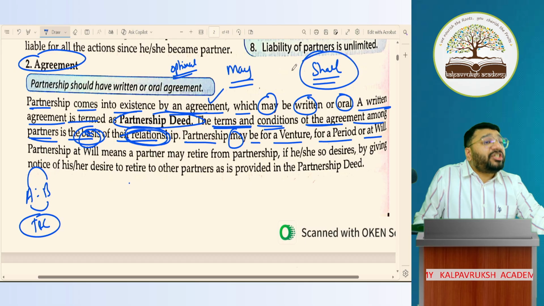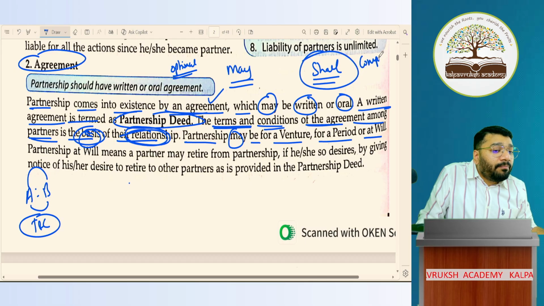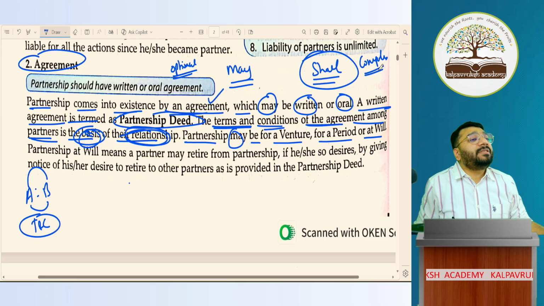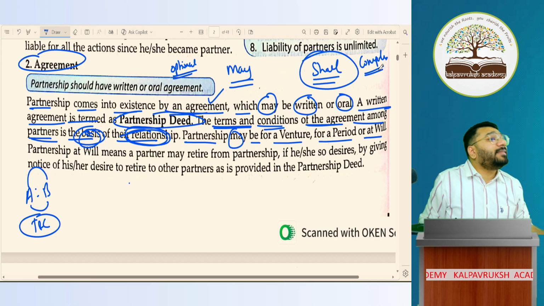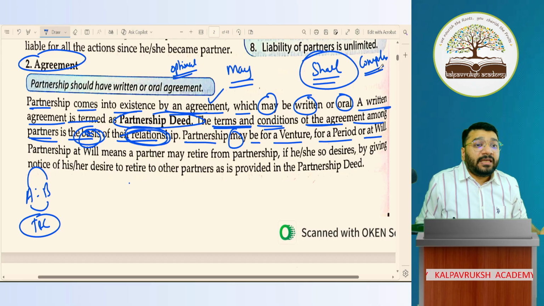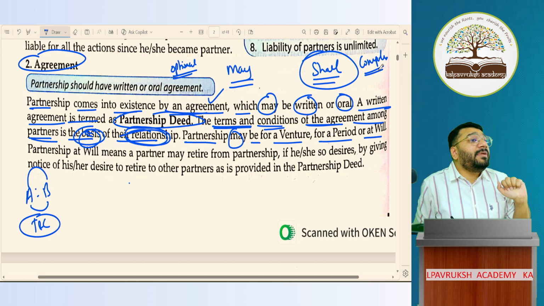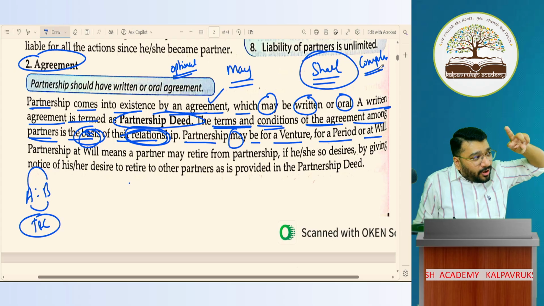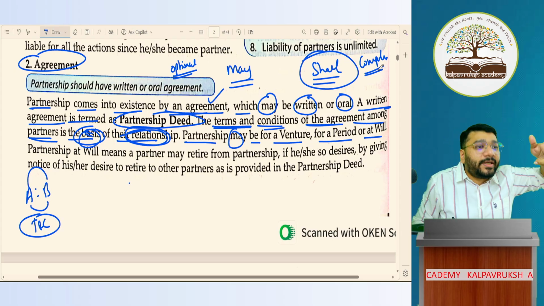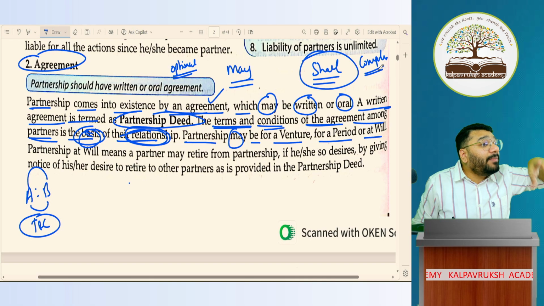When they use the word shall, it means you have to do it, it is compulsory. Shall means compulsory. You shall come at 6:30 p.m. means you have to come by 6:30 p.m. You don't have a choice. If I tell you, you may come at 6:30, what does it mean? You can come at 6:30 or 6 o'clock or 7 o'clock or 8 o'clock. It means you have a choice. So may is optional. Shall means compulsory.